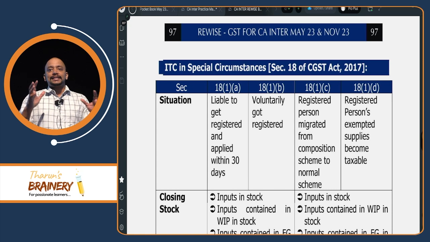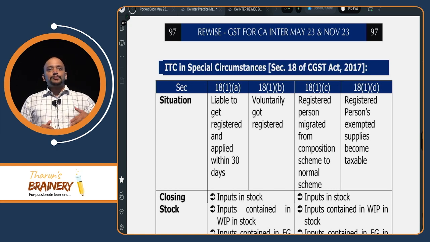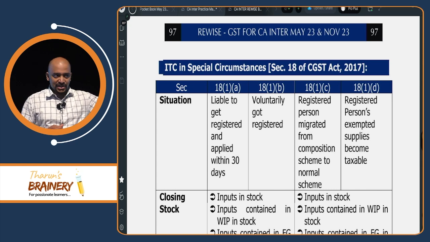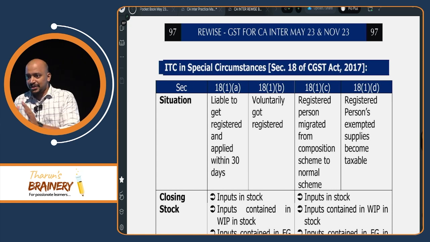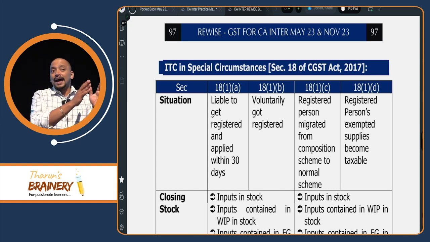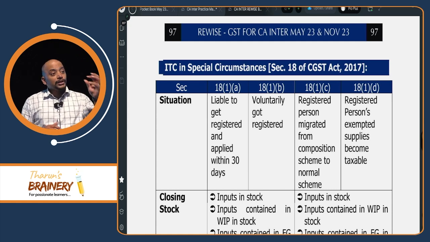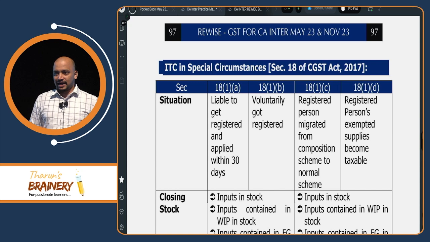Now try to understand, I am explaining these situations in detail a little bit. Previously I was not registered. When I was not registered, I would have made some purchases. Now I am liable to get registered, so now I am making application for registration. Before the date I am liable to get registered, I have got some closing stock. On that closing stock, I would have paid GST but not taken ITC. So now I can take that ITC.